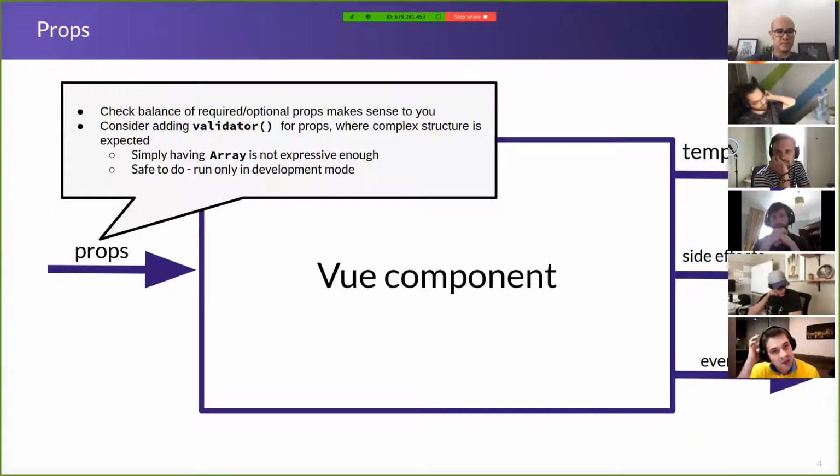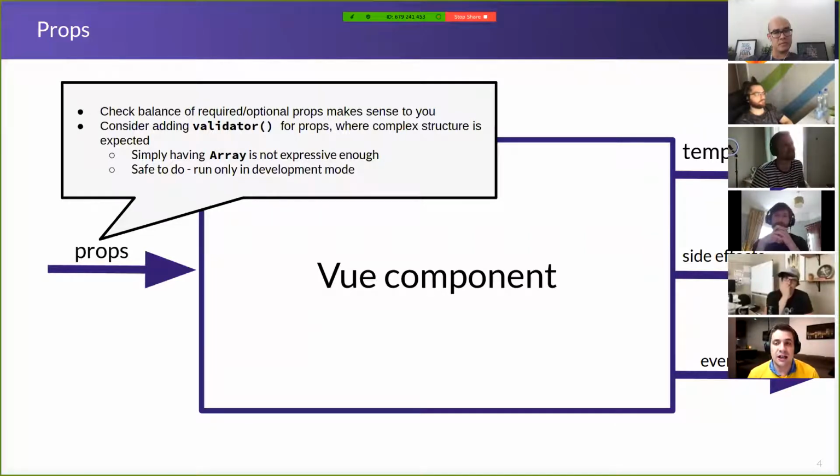So when we speak about props, what I often see, it's not related to tests, but it's the very first point I'm looking at: always check the balance of required and optional props. Sometimes we make props which are actually required optional. Sometimes we are providing wrong default values. It is a very typical error I see in our Vue components.